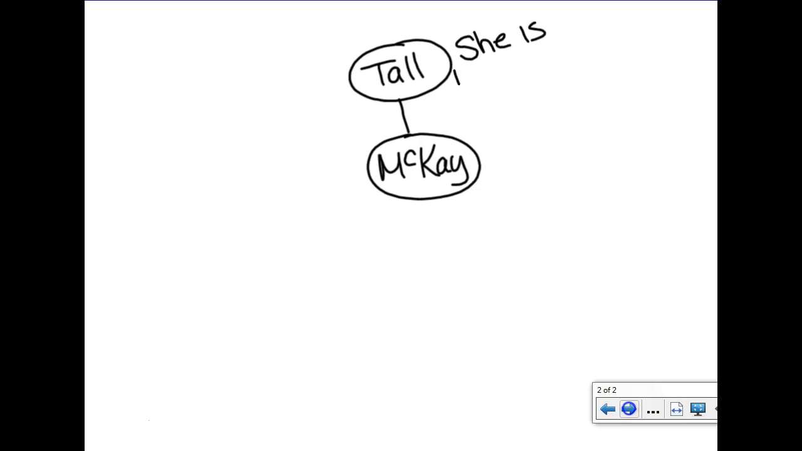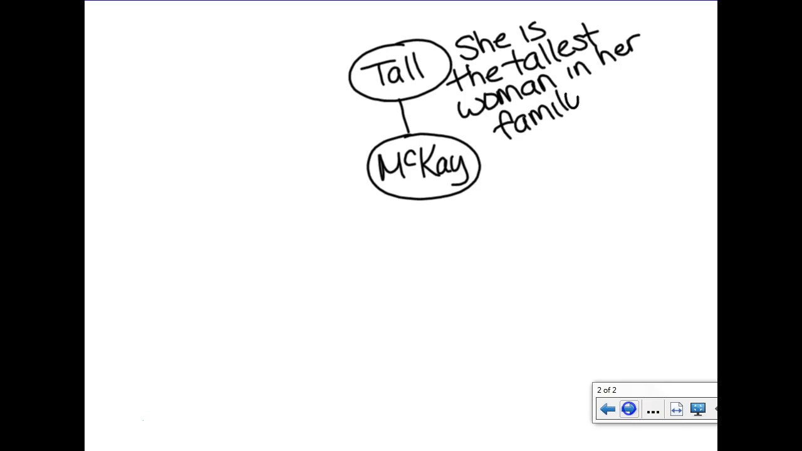She is the tallest woman in her family. So right there tells me, okay, Miss McKay's tall. I can use that adjective to describe her because she's the tallest woman in her family. If she wasn't the tallest woman in her family, she wouldn't be considered tall.